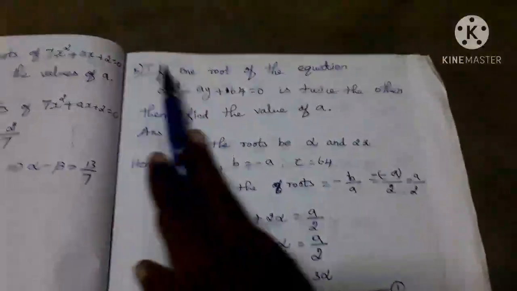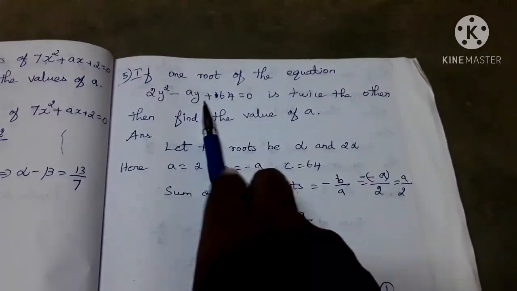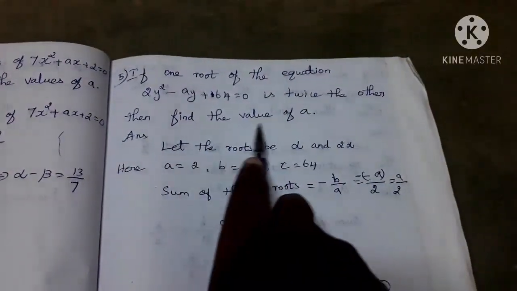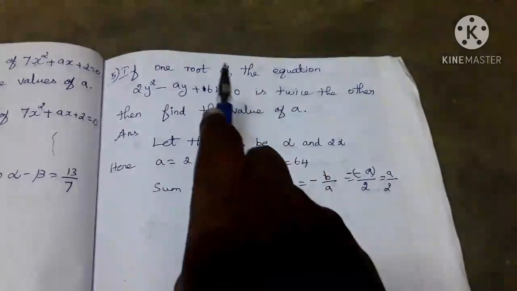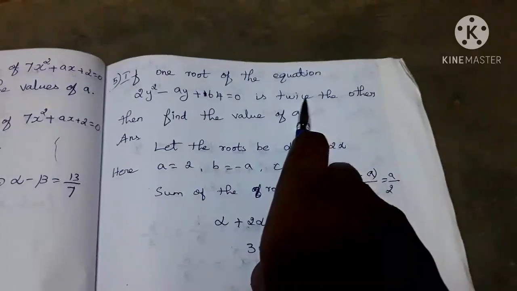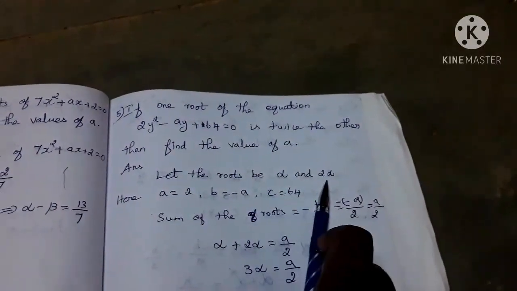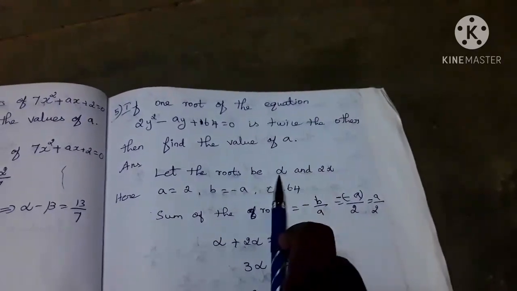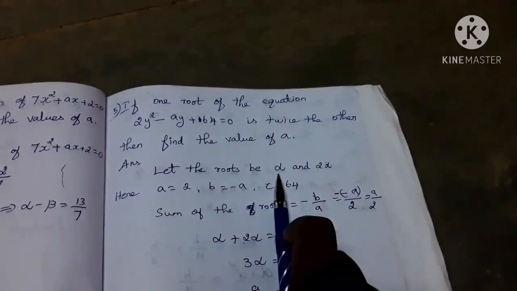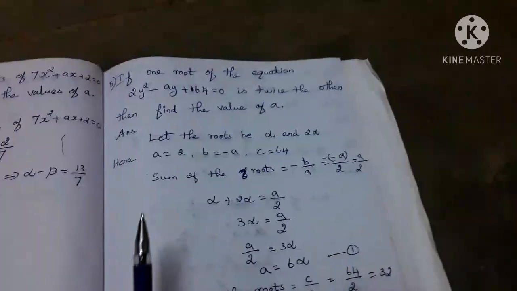Next, fifth question. If one root of the equation 2y square minus ay plus 64 is equal to 0 is twice the other, find the value of a. So one root is this, another one is twice the other. So one is alpha, and twice the other means it is 2 alpha. So one is alpha, another root is 2 alpha. What is the value of a?